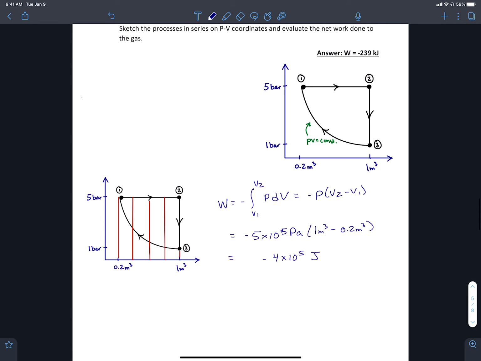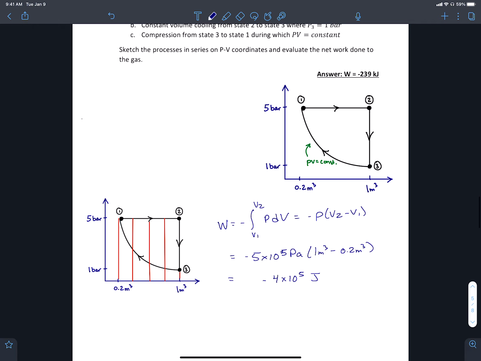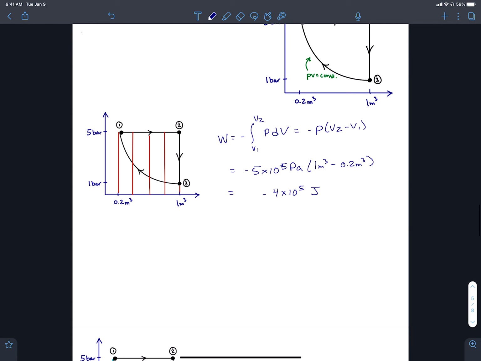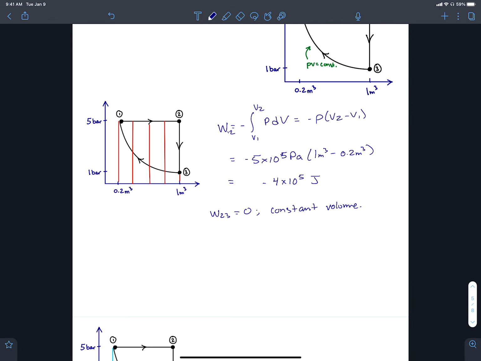Now, from 2 to 3, it's a constant volume process. Constant volume essentially means that work is 0. So work 2,3 equals 0, constant volume. And I hope that's clear to everybody.